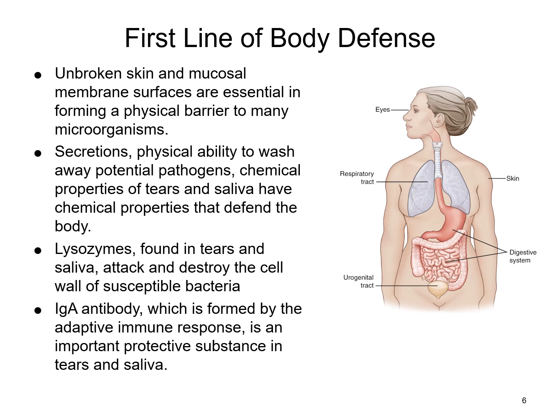that may be introduced. Now, in addition to the actual physical barriers, you do have the ability to wash away any sort of potential pathogen. Your tears and saliva actually have chemical properties that help defend the body. They have enzymes called lysozyme, which will attack and destroy the cell wall, which makes that bacteria a little bit more susceptible. And then IgA antibody, which is formed by the adaptive immune response, is an important protective substance that's in the tears and the saliva.